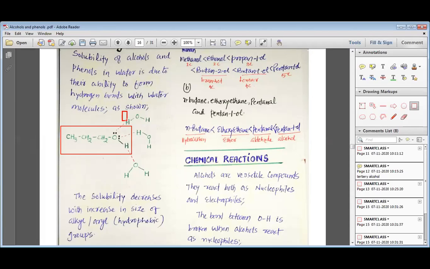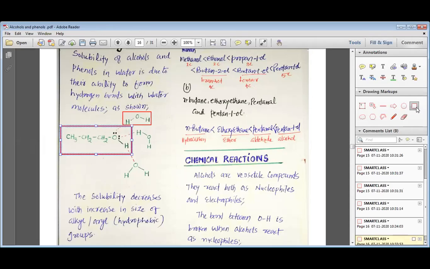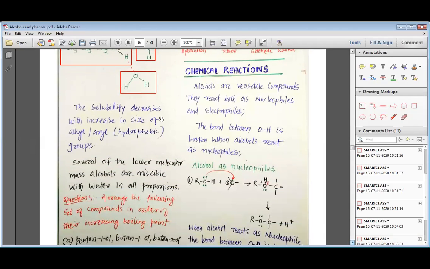This is a water molecule. This is even a water molecule. You can even see this another water molecule. These all water molecules are bonded to the alcohol. Two water molecules are bonded with the oxygen of alcohol, whereas one water molecule is bonded with the hydrogen of the alcohol. So you can easily see here, the solubility decreases with increase in the size of the alkyl or aryl group, that is the hydrophobic group.